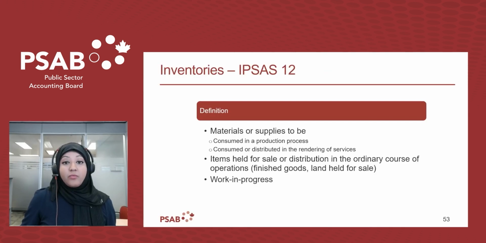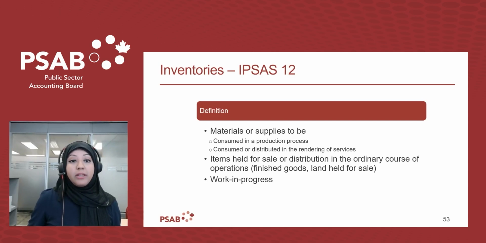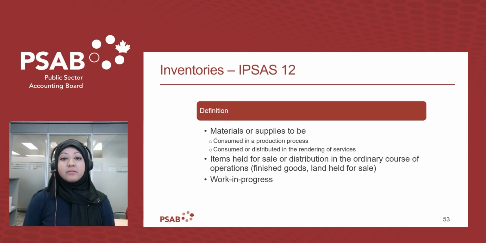Inventories are assets which may be in the form of materials or supplies that are to be consumed in the production process, or in the form of materials or supplies that are to be consumed or distributed in the rendering of services. For example, education books produced by a health authority for donation to schools, or educational training course materials.